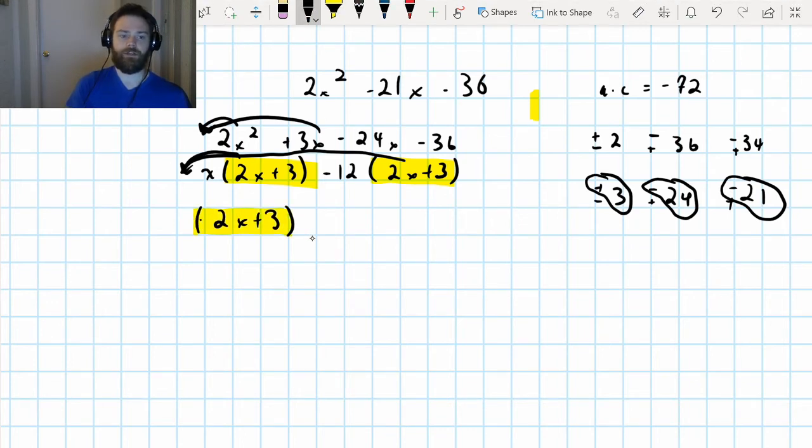It likes to get confused whenever I switch between my pen and my highlighter. And I'm left with x minus 12. And that's it. That's literally it. That's all we have to do. So we are finished with that, and that is fully factored.